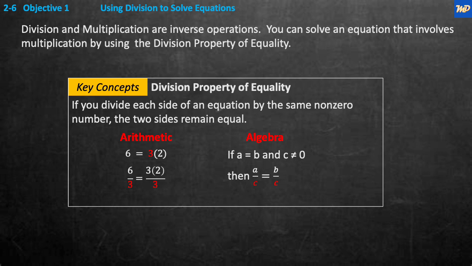So let's look at the algebraic version of this property. If A equals B and C is not 0, then A divided by C is equal to B divided by C. And now we take that and move it to the arithmetic approach. 6 equals 3 times 2. Then we can divide both sides by 3. We can say 6 divided by 3 is equal to 3 times 2 divided by 3.